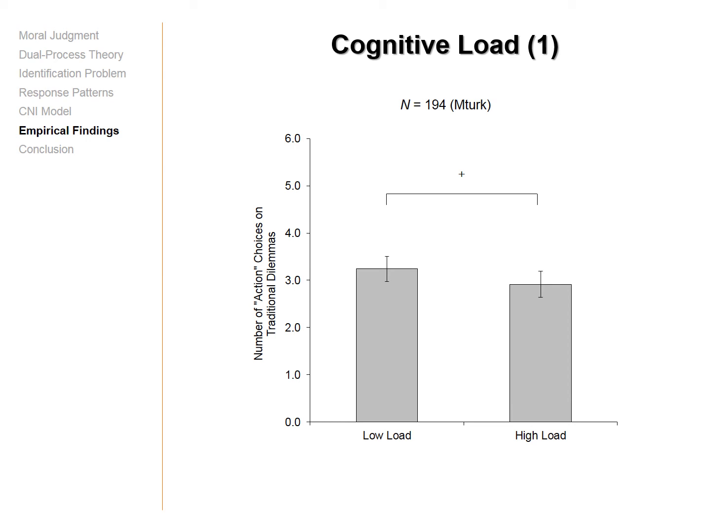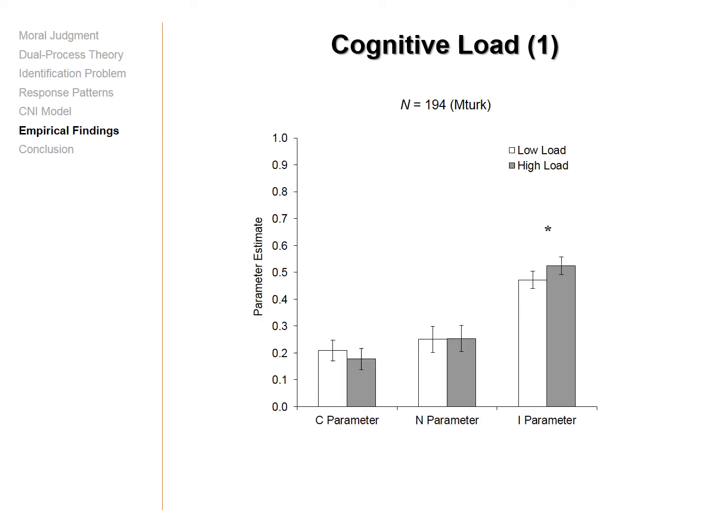When we analyzed our data with a traditional approach, we found a marginal effect, such that participants in the high-load condition were less likely to accept action responses in trolley-type dilemmas compared to participants in the low-load condition. Although the difference was only marginal, the direction of that difference was consistent with the results of earlier studies. However, when we analyzed the data with the CNI model, there was no evidence that cognitive load affected participants' sensitivity to consequences in a utilitarian sense.